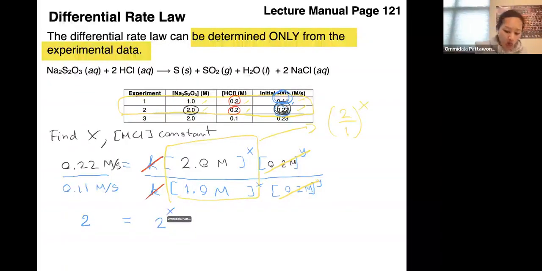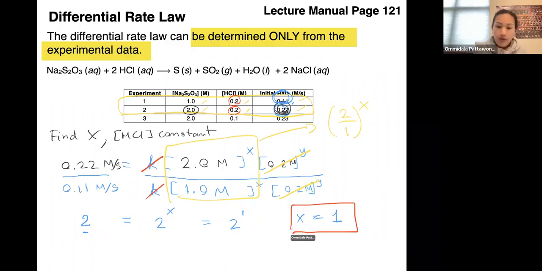Okay, so what should be the exponent x then? We know that 2 raised to 1 is equal to itself. So in this case, we know that x is equal to 1. Now we've got the reaction order of x equal to 1.